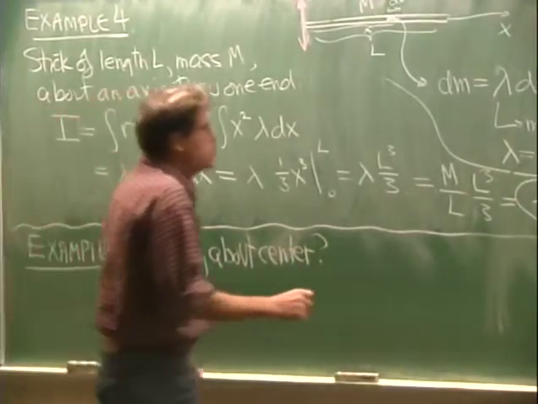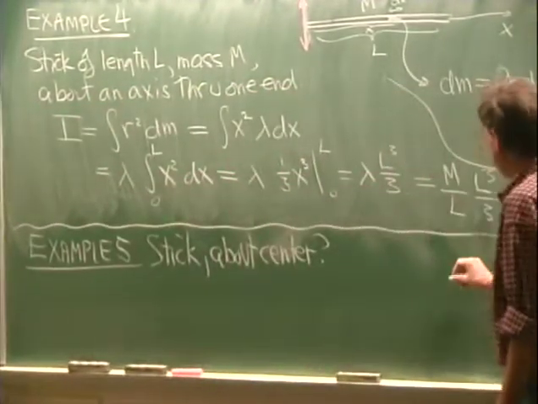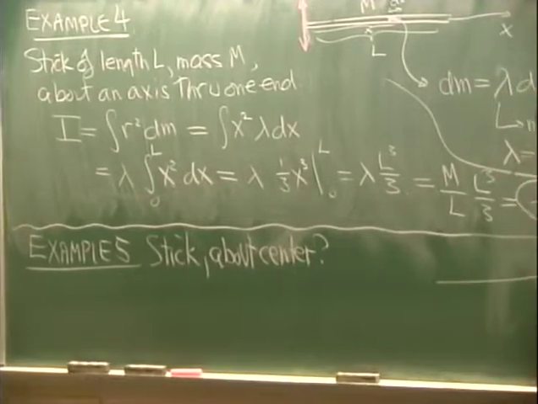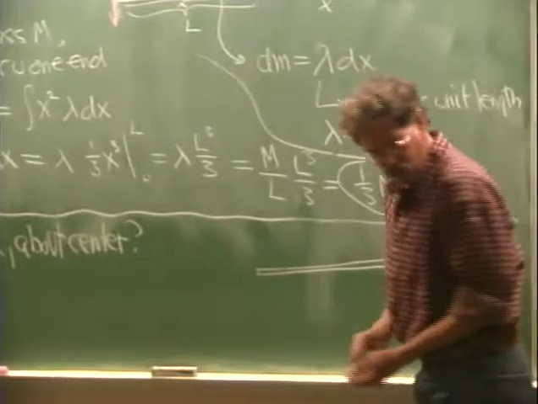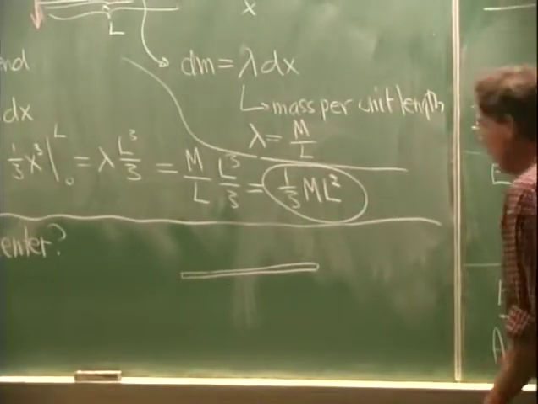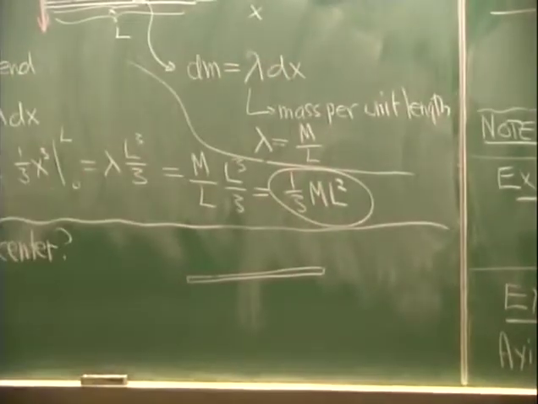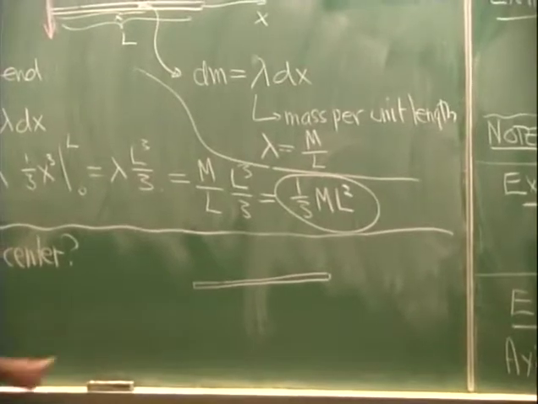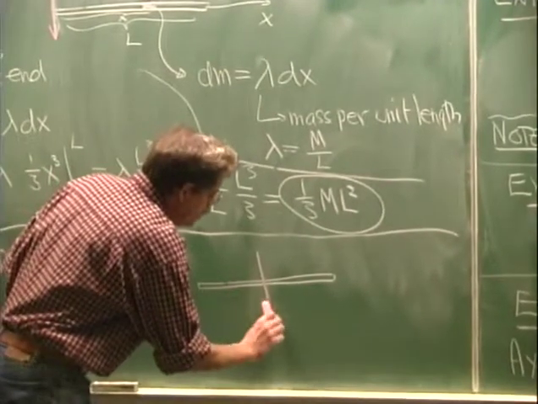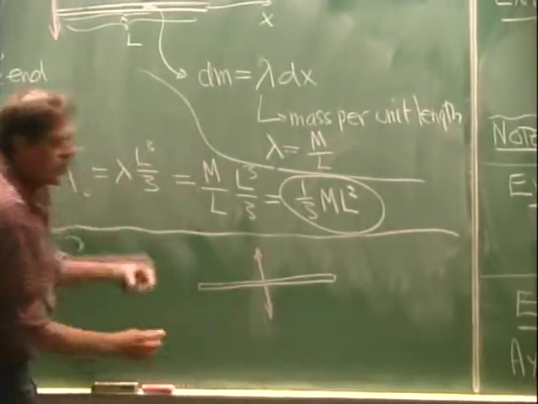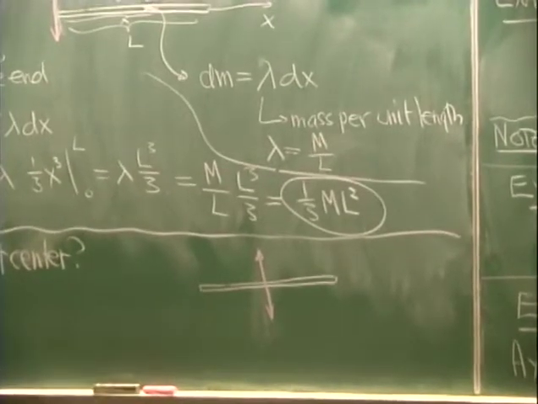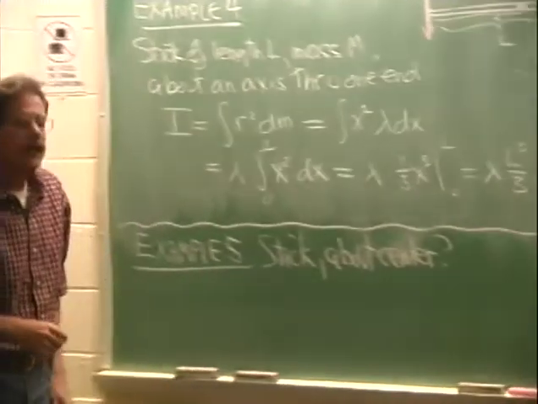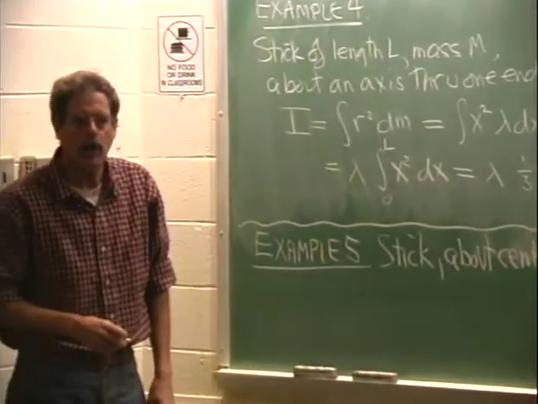In a little while, I'm going to show you a very quick and clever way to find the solution to this. But for this one, actually, there's another fairly quick way to do it. This is the same stick, so it's got the same length L and mass M. But this time, I want to know what's the moment of inertia about an axis through the center. So I've got a meter stick here, and I'm spinning about an axis through the center this time. What is the moment of inertia about that point?